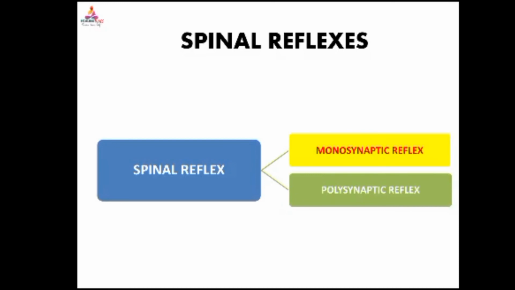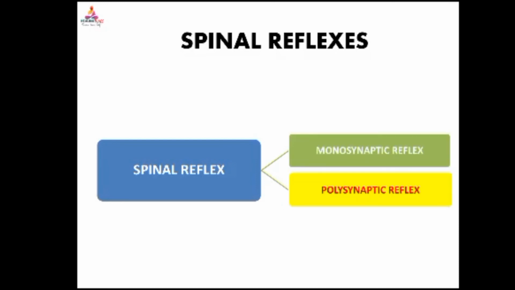Then next is the polysynaptic reflex arc. It consists of a sensory neuron, a motor neuron, and multiple interneurons, or relay neurons. It has multiple synapses. Its feature is more than one synapse, that is, one or more interneurons are present between afferent and efferent neurons. Examples: withdrawal reflexes, crossed flexor reflex, crossed extensor reflex.